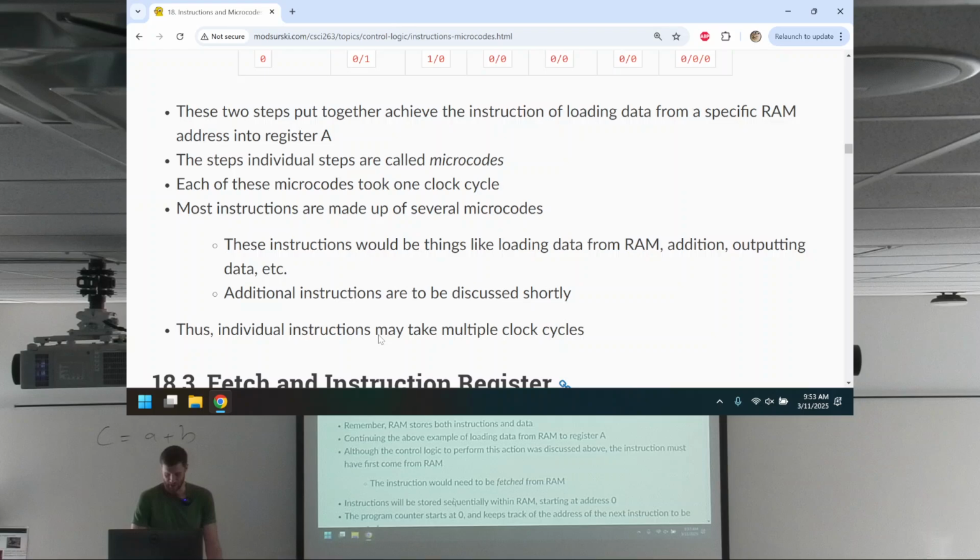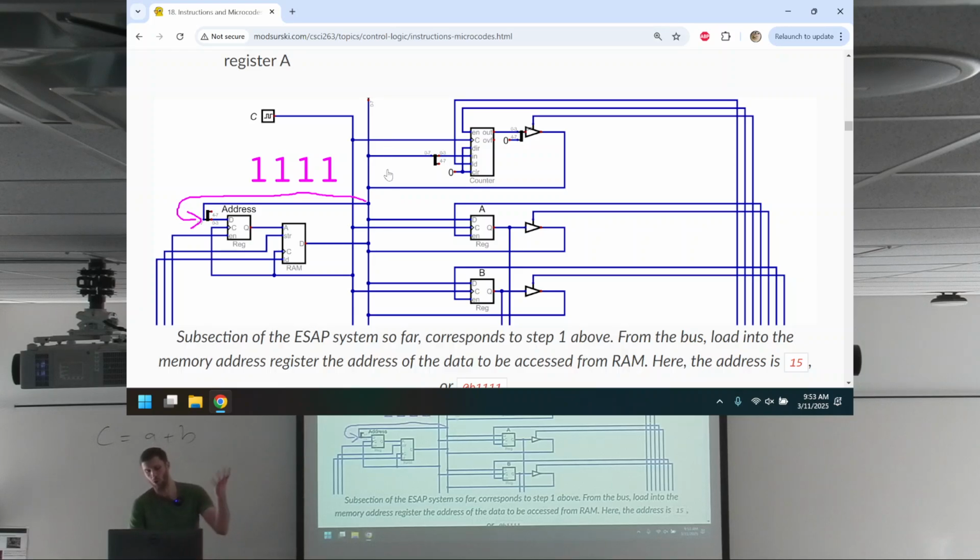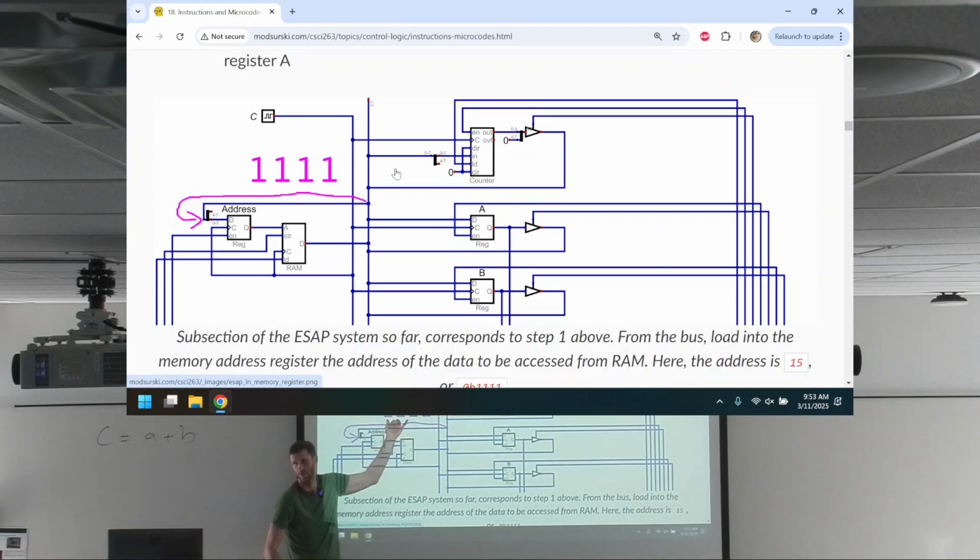All right, okay. So was this clear? The data, who knows, it doesn't really matter where this data came from. This would be like the operand, okay?